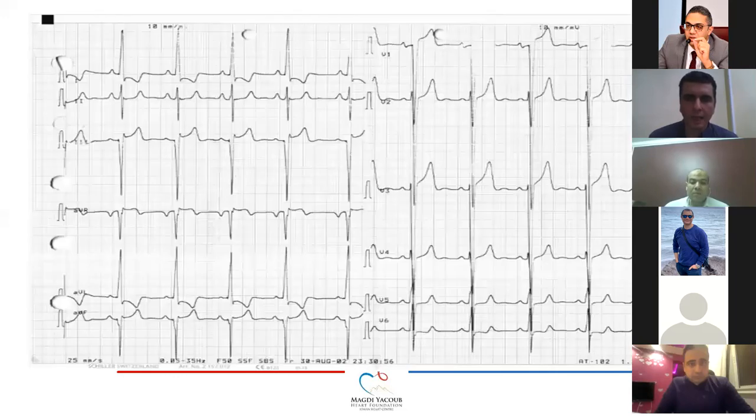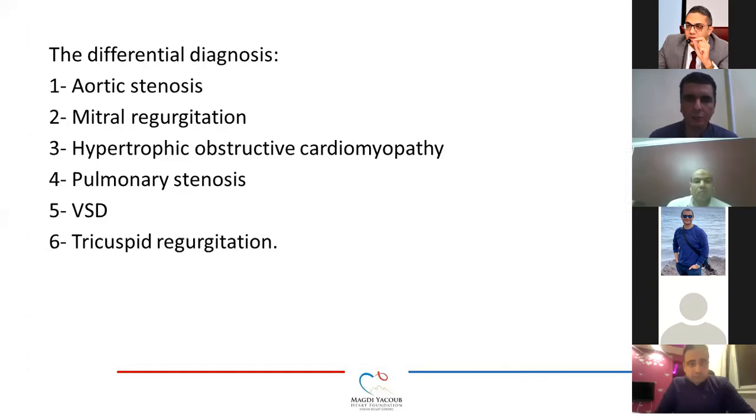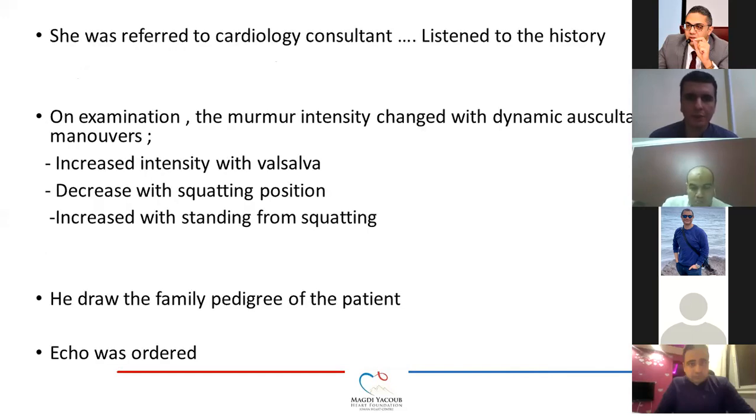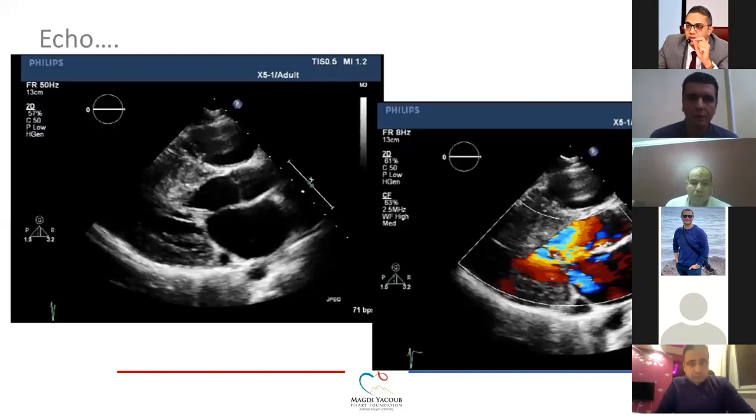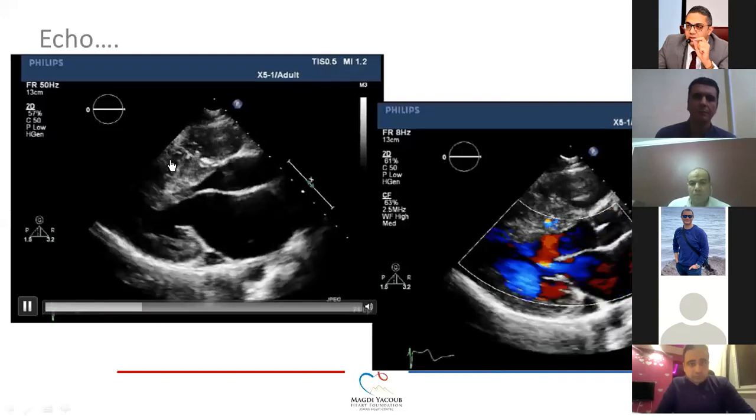So your differential diagnosis is either a severe valvular lesion or a myocardial disease, and you favored the myocardial disease clinically, based on the clinical examination and on the history that showed a family history of sudden cardiac death, and the dynamic auscultation that showed an increase in the intensity of the murmur with decreasing the preload, as in the cases of Valsalva and standing from the squatting position. So I think the echo is the next appropriate investigation for this patient for diagnosis and assessment of the severity of this condition. Okay. This is the echo.